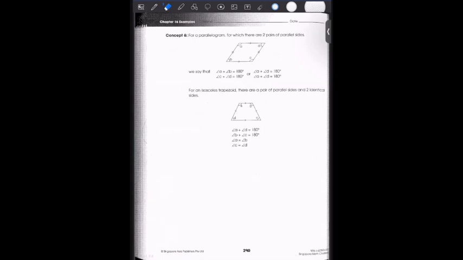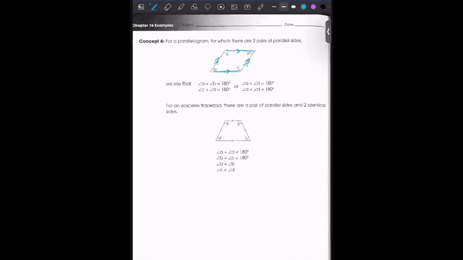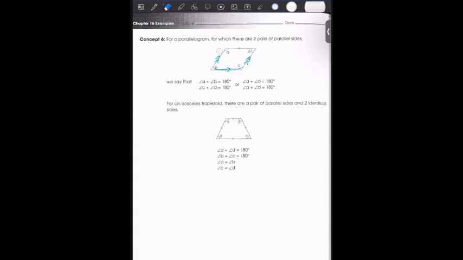Now we're going to look at the next concept. The next concept says, for a parallelogram, for which there are two pairs of parallel sides, these two are parallel, and these two are parallel. So there are two pairs of parallel sides for this parallelogram. And then we have angles A, B, C, and D.